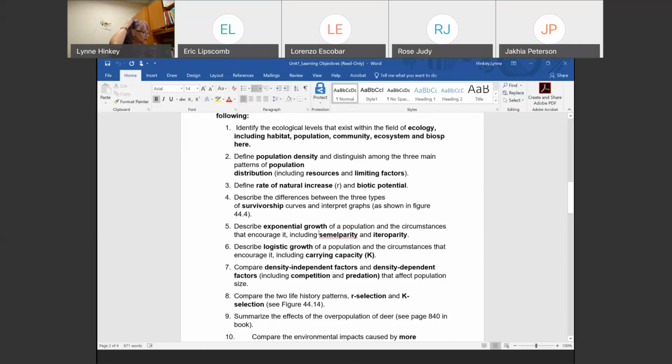I should know the terms semelparity and iteroparity, and that refers to how many reproductive events I have during my lifetime. So am I going to reproduce once and die, have a single reproductive event, or itero? If something is iterative, it happens again and again and again. So I can have multiple reproductive events throughout life. So I have to know how that's going to happen while I'm figuring out my growth curve.